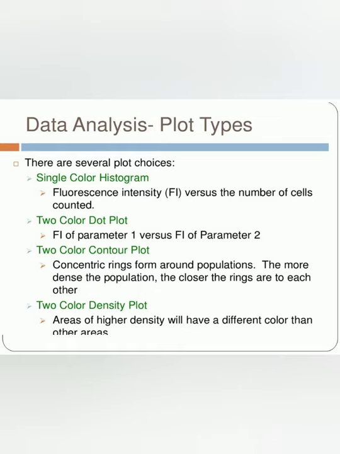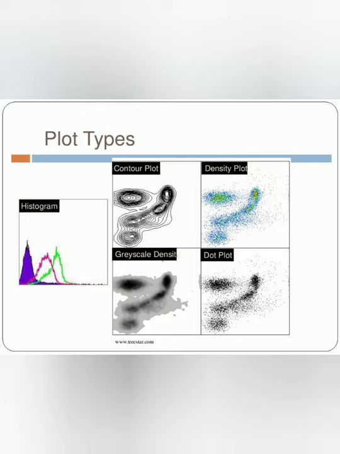Two color dot plot, FI of parameter 1 versus FI of parameter 2. Two color contour plot, concentric rings form around populations. The more dense the population, the closer the rings are to each other. In two color density plot, areas of higher density will have a different color than other areas. These are the diagrams of different plot types.